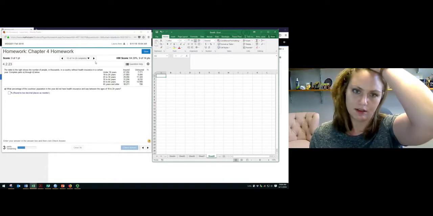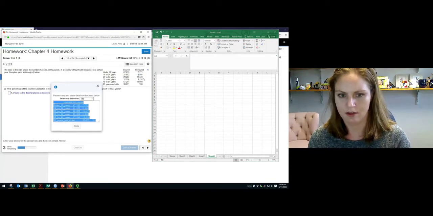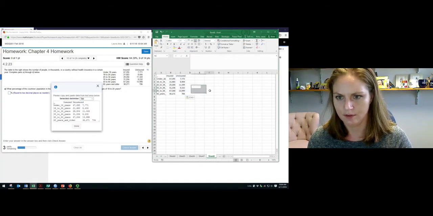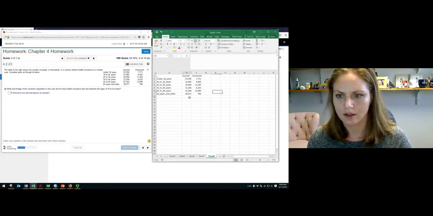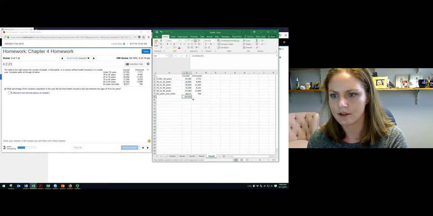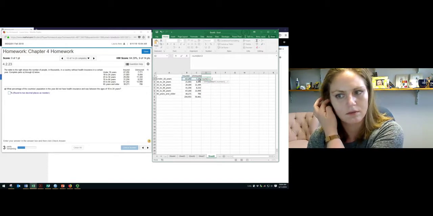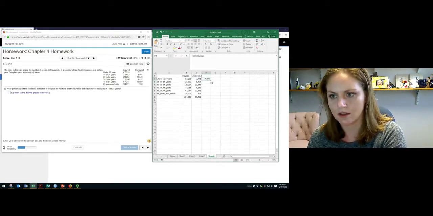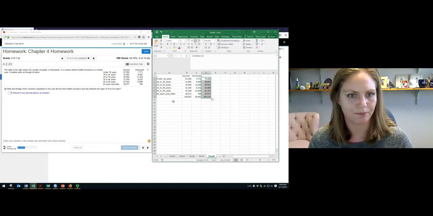The table to the right for number 10 shows the number of people in thousands in a country without health insurance in a certain year. Let's grab this data. Okay. We're going to sum this up. It's not giving us the sum, so let's sum this up first, and sum this up. So again, the way that you're reading this is that there's about 75,066 people that are under 18 years of age in this particular country.